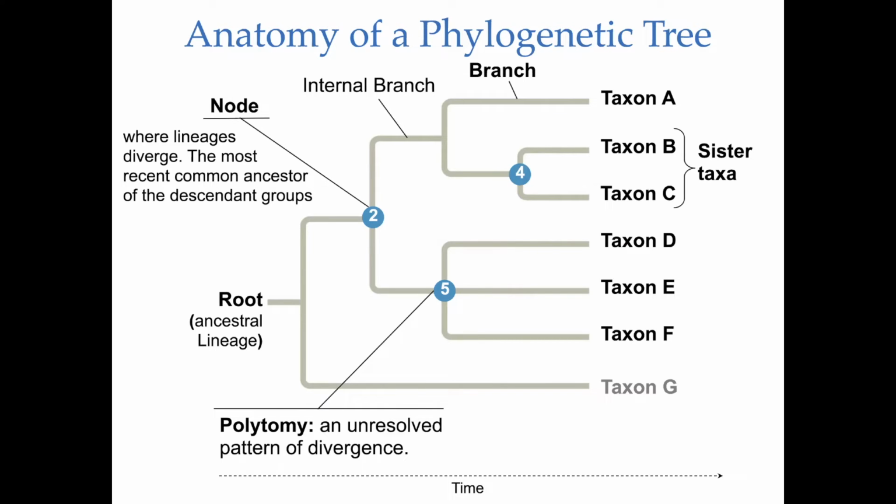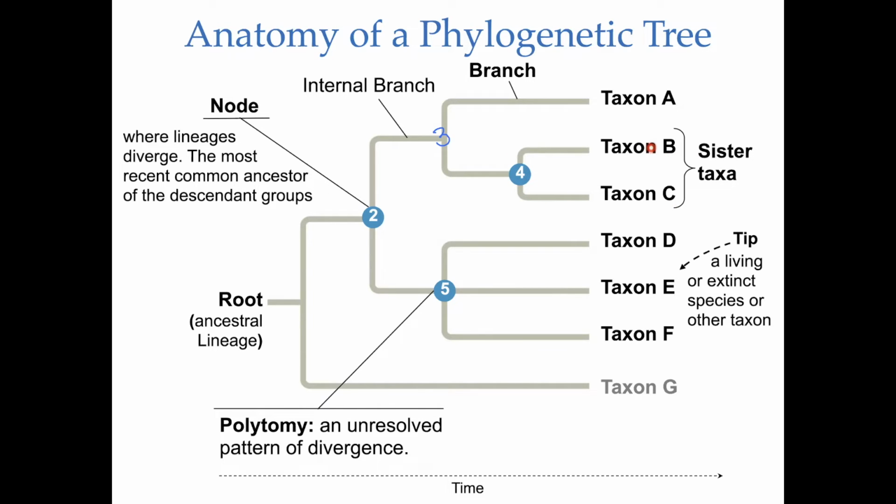Now, when we have a species, or I shouldn't say species because this could be a family, for example, when we have taxa like this, they share the most recent common ancestor, represented here by number 4, we're going to say that these two are sister taxa. They are the closest relative to each other in this tree because they share the most recent common ancestor.